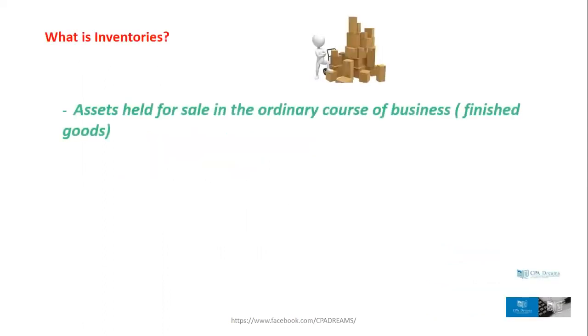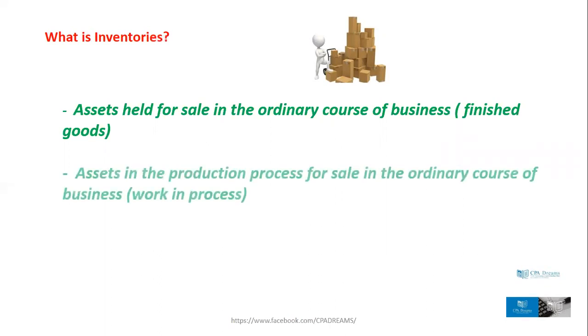Now, what are inventories? I will give you the definition: assets held for sale in the ordinary course of business. That means you have finished goods to sell. Your inventory may be something you just bought from a wholesaler and are going to sell to your customer, so there is no manufacturing or production process. Directly, you have finished goods.